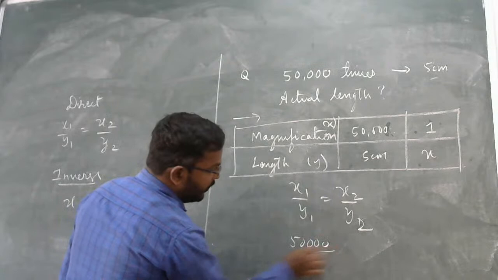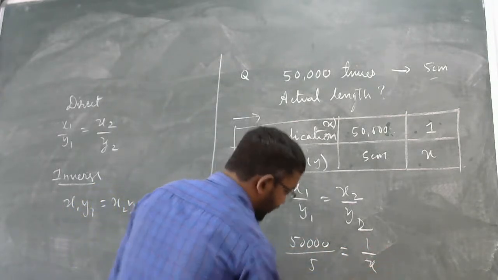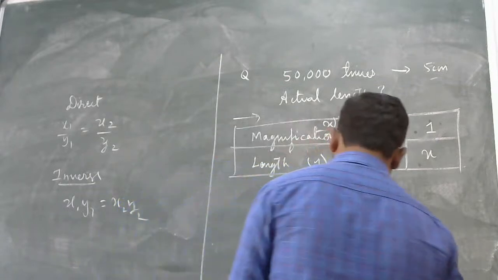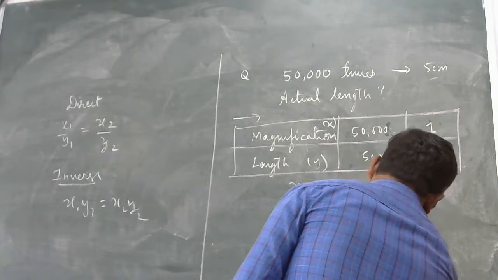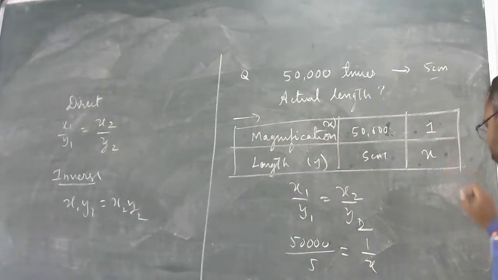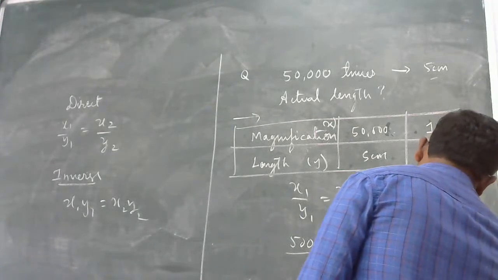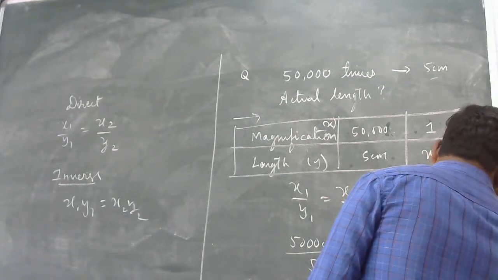50,000 by 5 centimeter is equal to 1 by 10,000. So x is equal to how much you will get? 1 by 10,000 centimeter. It is there in centimeter. This will also come in centimeter. So how much you will get? x is 0.0001 centimeter.